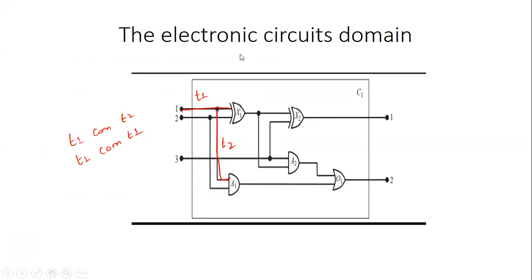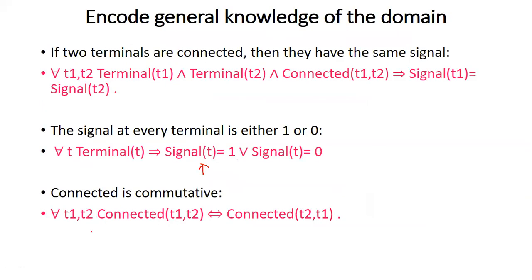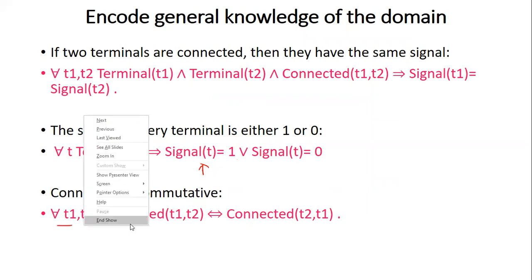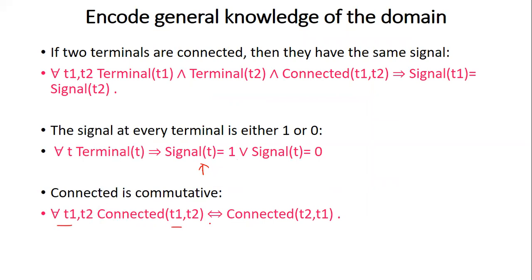So both are the same. So how do we represent that? For all T1, T2, connected of T1 comma T2 is bidirectionally equivalent to connected of T2 comma T1. If T1 is connected to T2, it also means that T2 is connected to T1 and vice versa. Right?